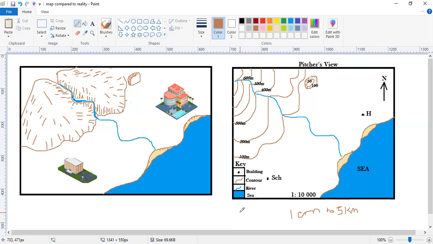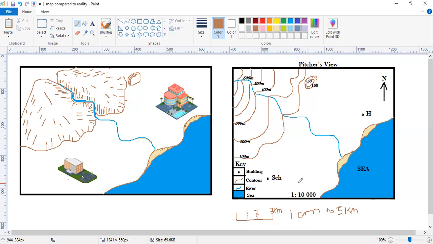We also have a linear scale, where we have a line with some numbers, and again, these scales will help us to find the ground distance. All scales compare the map distance to the ground distance.